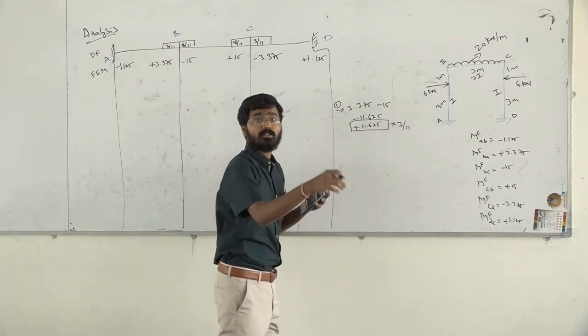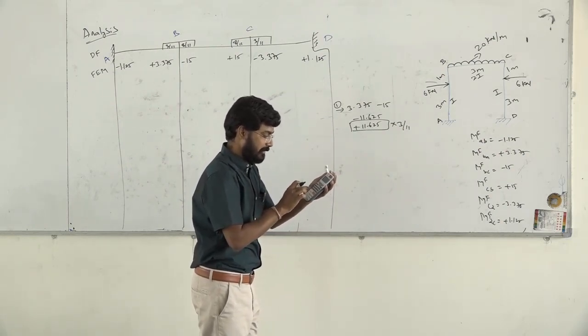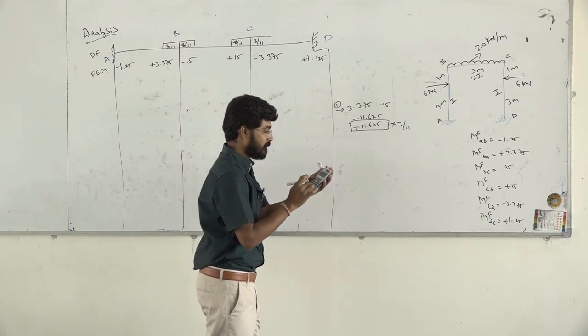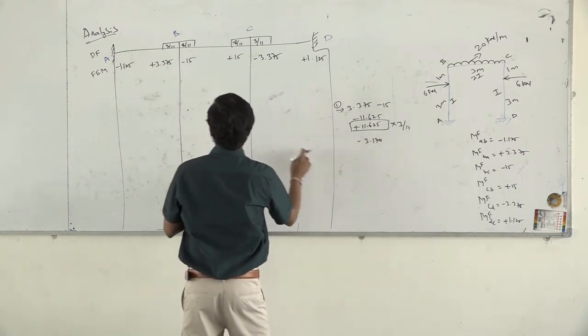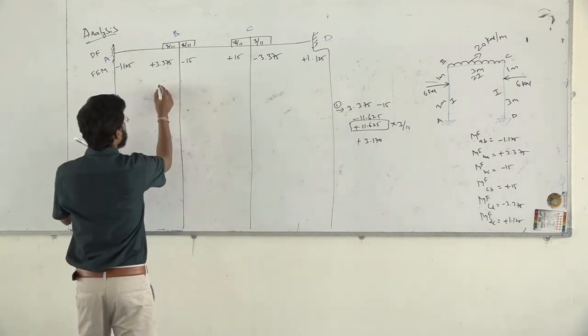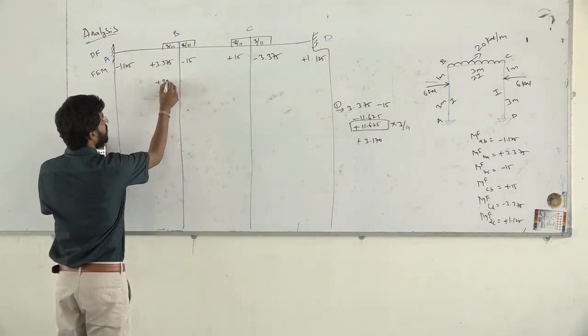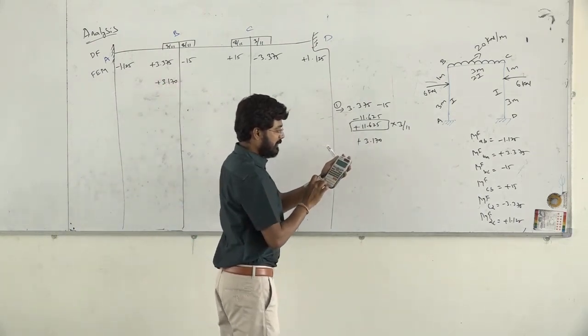11.625 into 3 by 11. This is my distribution factor. So into 3 divided by 11, the answer we will be getting is 3.170. Whatever answer we have got here, we have it as plus, so we have to write it as plus 3.170.